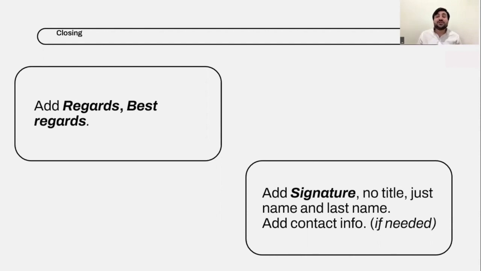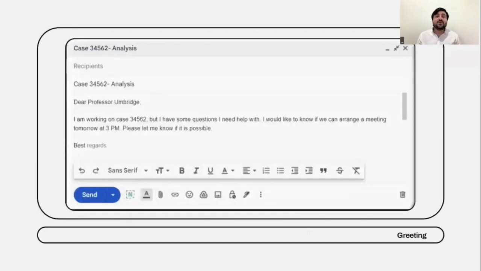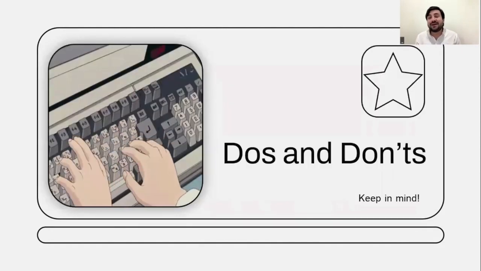Just to see this, you can find it at the bottom of this email, the closing. In this case, I finished with Best regards, Hector Gonzalez. And because it's a teacher I have a relationship with, I don't add contact information. This person already knows it. To wrap this up, let's talk a little bit about do's and don'ts of emails.